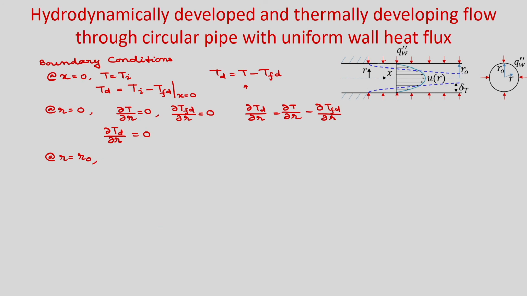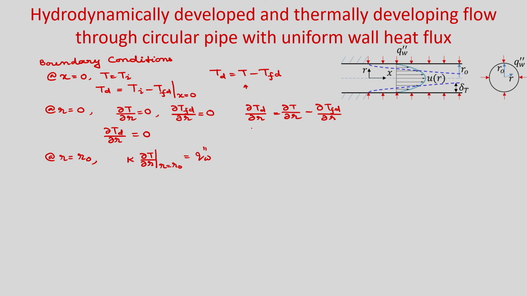You can see q double prime w we have taken in the negative radial direction. So, what will be q double prime w? It will be k del T by del r. We are not writing the minus sign because q double prime w is in the negative radial direction. That is why it is positive: k del T by del r at r is equal to r naught is equal to q double prime w. So, this is for del T by del r.